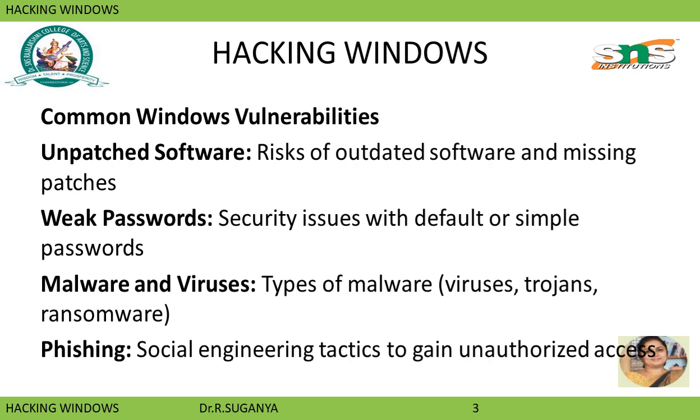Hacking Windows: common Windows vulnerabilities. Unpatched software, that is the risk of outdated software and missing patches. Weak passwords, security issues with default or simple passwords. Malware and viruses. There are some types of malware: viruses, trojans and ransomware. Phishing, social engineering tactics to gain unauthorized access.